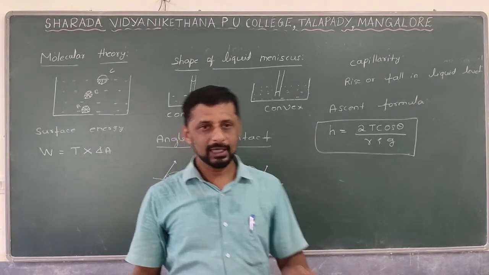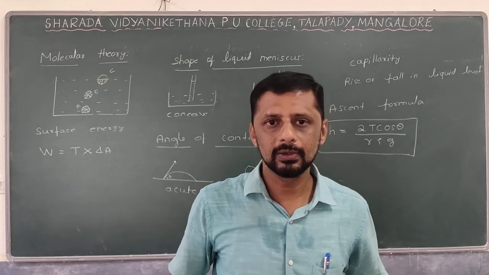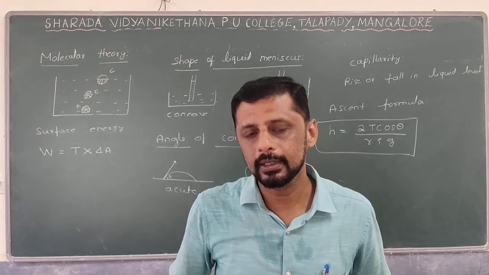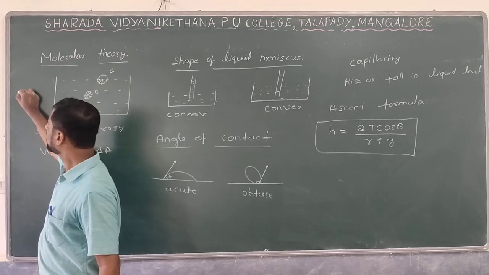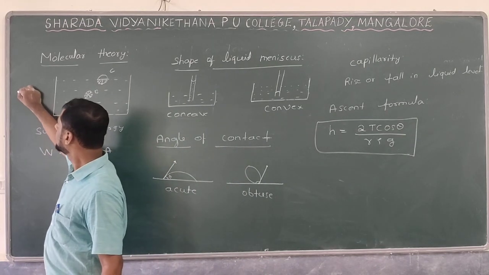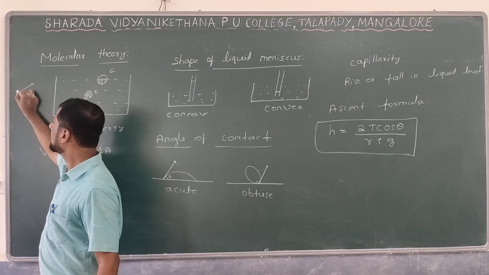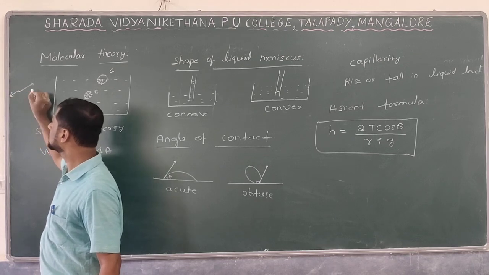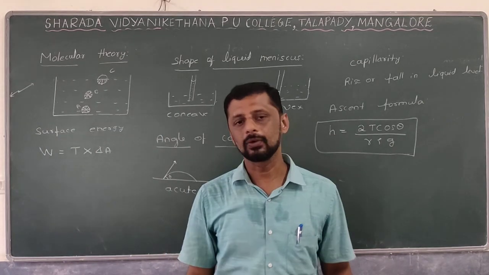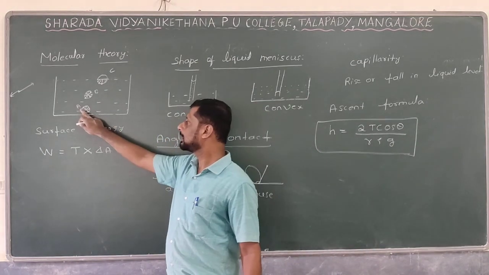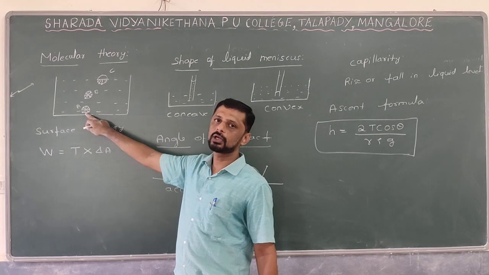Therefore, what about the net force? If the molecule is equally attracted by all the other molecules, then the net force acting on it will be equal to how much? Zero only. For example, I will consider one particle here. It is attracted by a force in this direction, and it is attracted by an equal amount of force in the opposite direction also. Then the net force will be equal to 0. Therefore, for the liquid molecule A, the net force acting on it will be equal to 0.